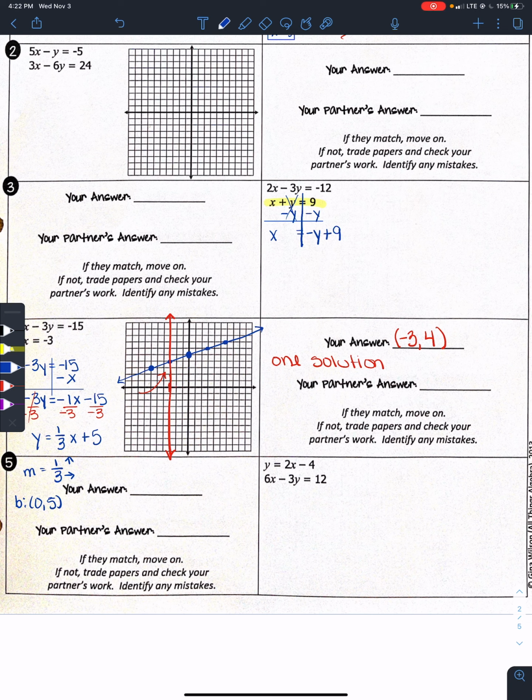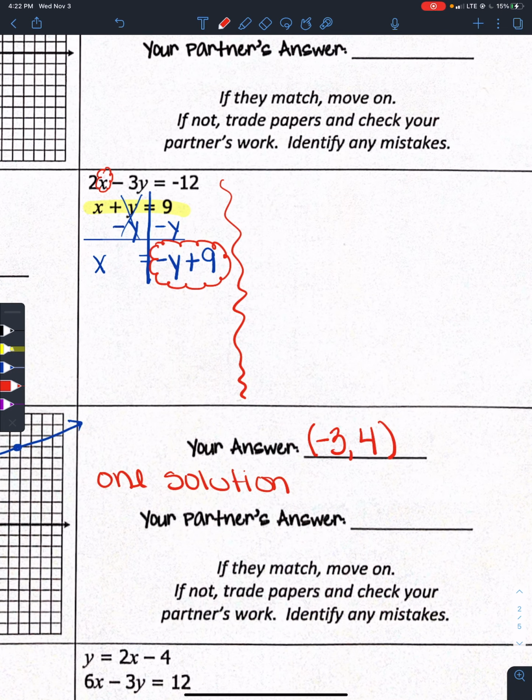Okay. It doesn't matter which variable I get by itself. It can be x or it can be y. Right? So now what I'm going to do is take what x equals and substitute it into the equation I didn't use yet. So that would be the first equation. So I'm going to remove the x in the first equation and replace it with negative y plus 9. Okay.